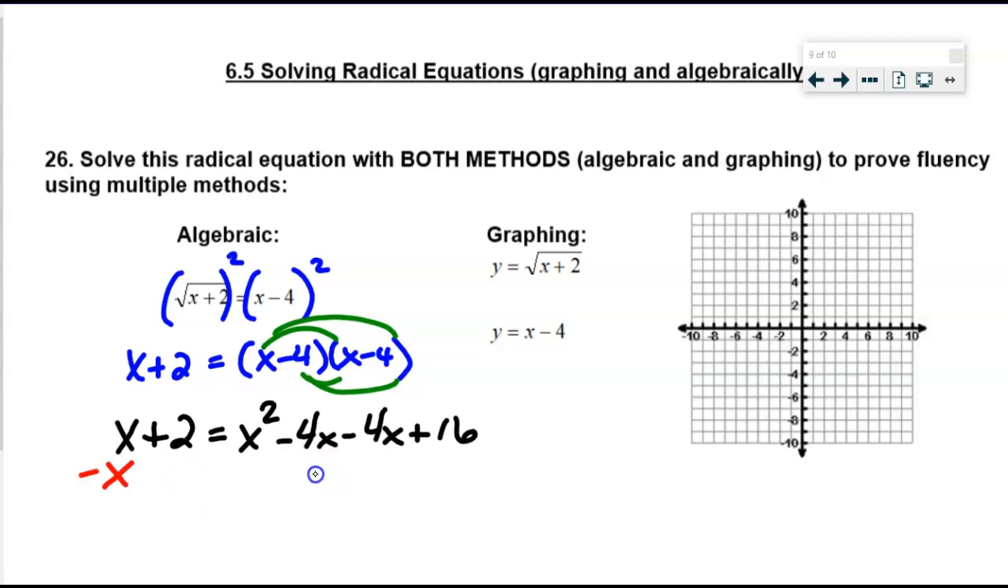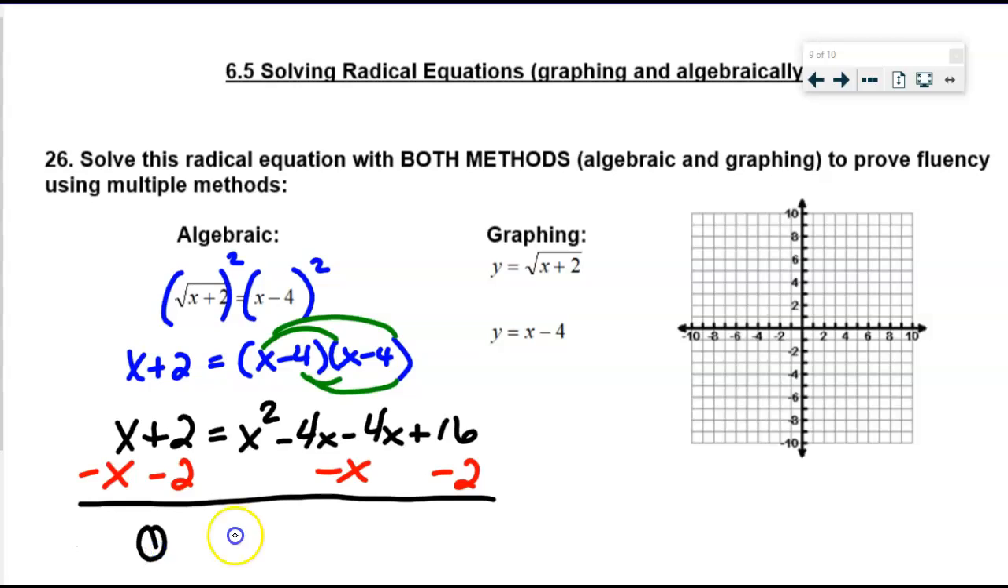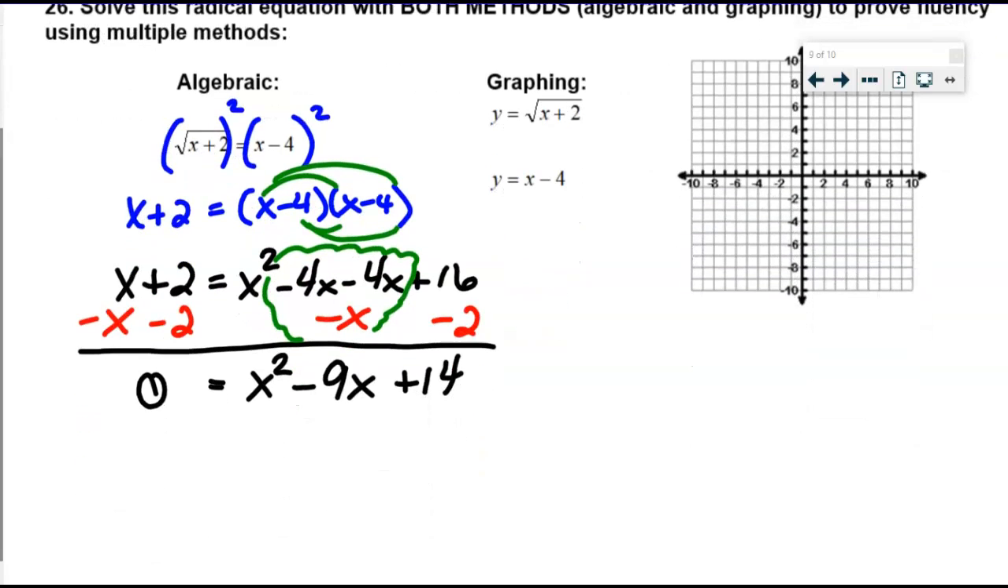I'm going to subtract the x over here. I'm also going to subtract the 2 over here. And then our equation becomes 0 equals x squared. Got a lot of simplifying going on here in the middle, guys. You've got -4, -4, -1. So if you combine all those together, you get a minus 9x. And then plus 14. And I promise you'll always get quadratics that factor when the question produces a quadratic.